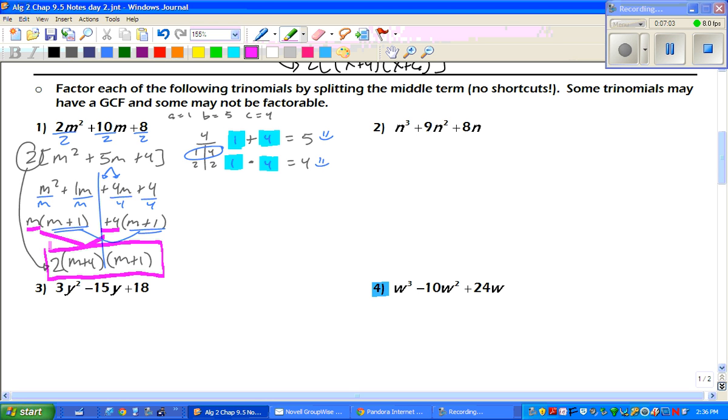Okay, let's go through another example. Let's look at number 2. Now, what do these guys have in common?